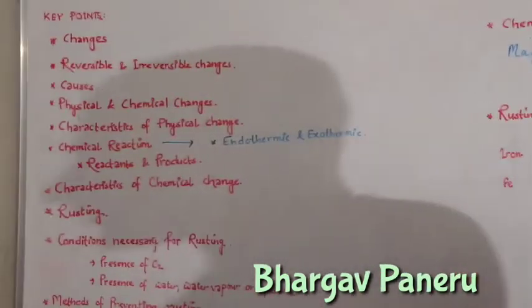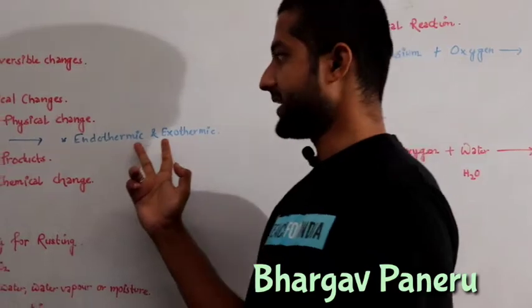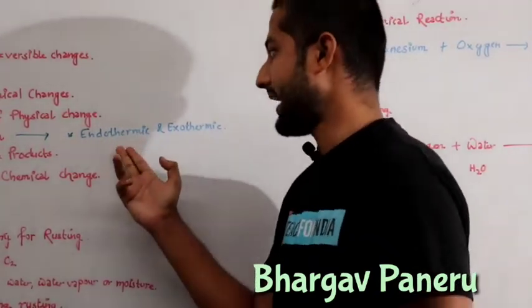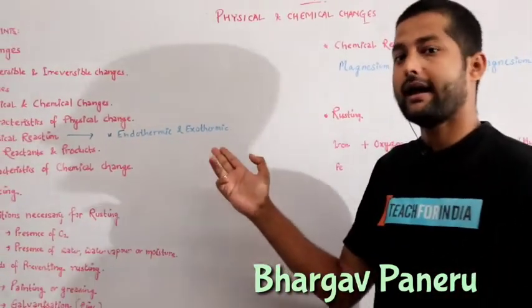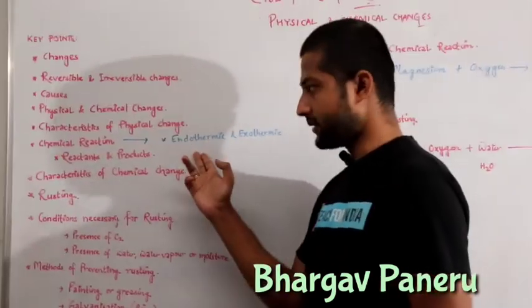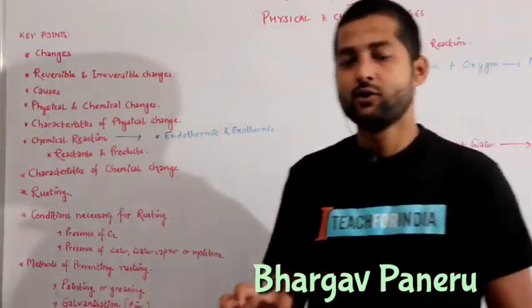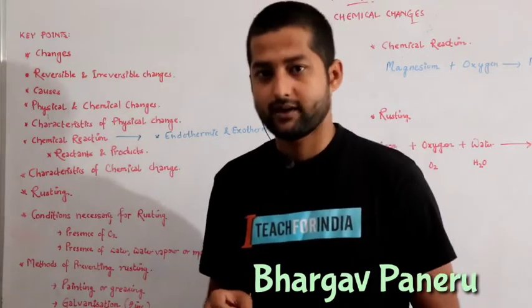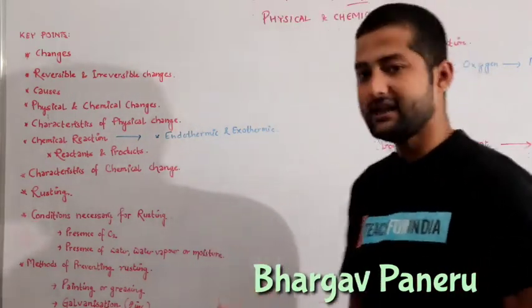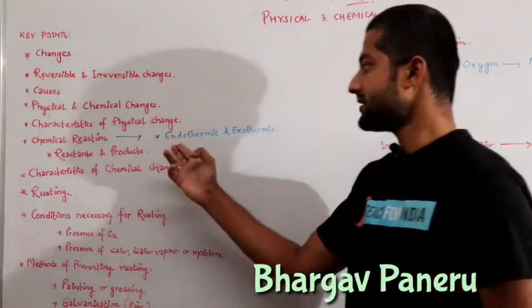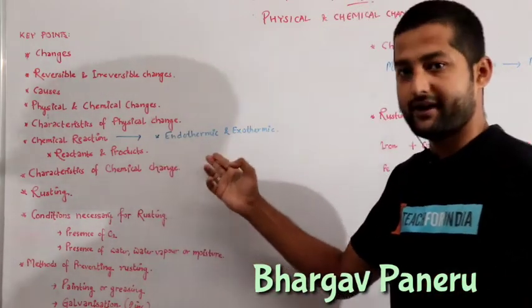Now for your class, there are two types of chemical reactions given. The first one is endothermic and the next one is exothermic. Now what is the endothermic reaction? An endothermic reaction is a reaction in which heat is absorbed. It is a type of reaction in which heat is absorbed, so it is known as endothermic reaction.